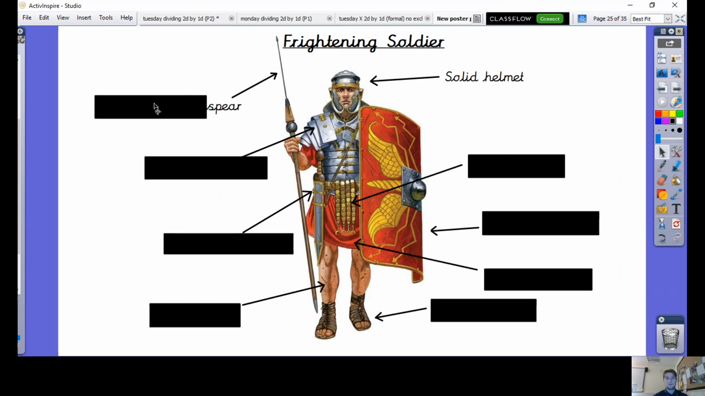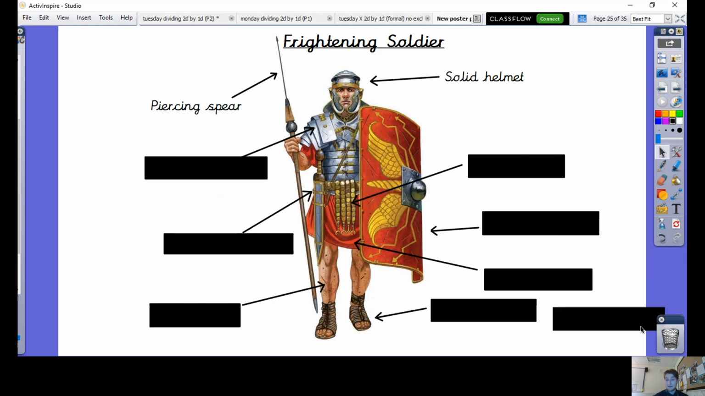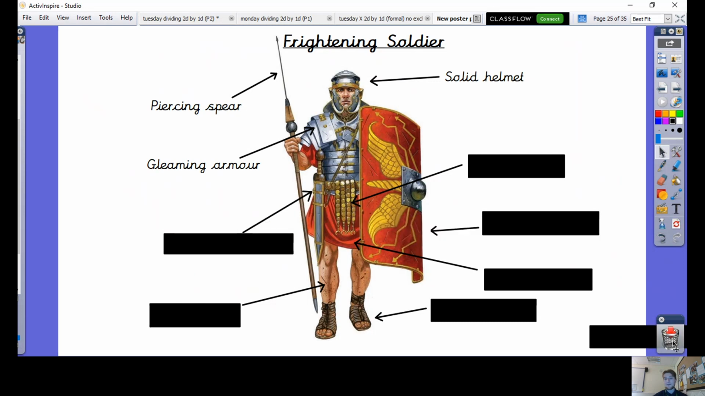Next, I found a spear. It's got a big long spear, and I think, well, what do spears do? They pierce people, don't they? It's not the nicest word, but it's a very nice word to use. But they're used to pierce people, aren't they? Used to stab people. But pierce is another word for stab. So piercing spear. Next up, I've got gleaming armor. So as you can see here, the armor's nice and shiny, like we were saying. Gleaming armor.